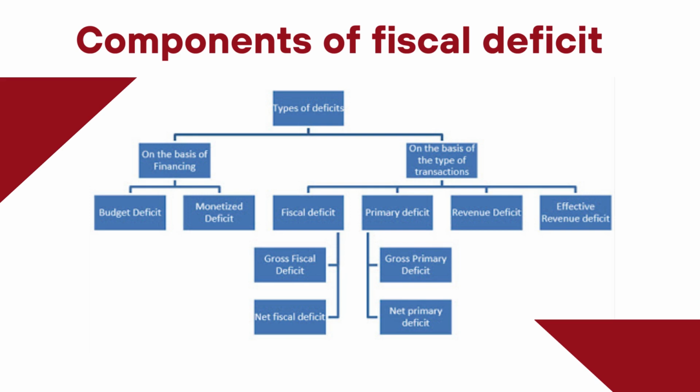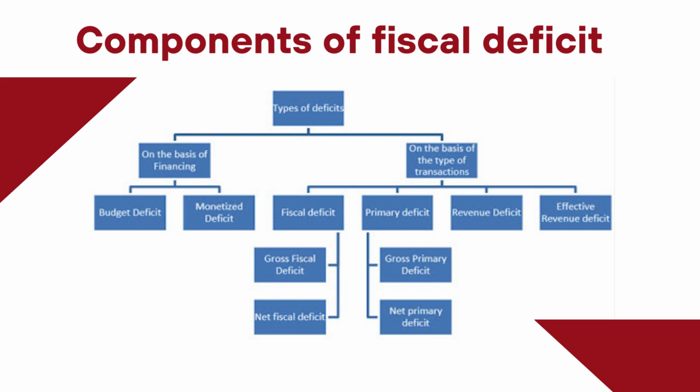The third component is the primary deficit, which is the fiscal deficit excluding interest payments on past borrowings. It provides a measure of the government's borrowing requirements for current operations, excluding the burden of servicing past debt.